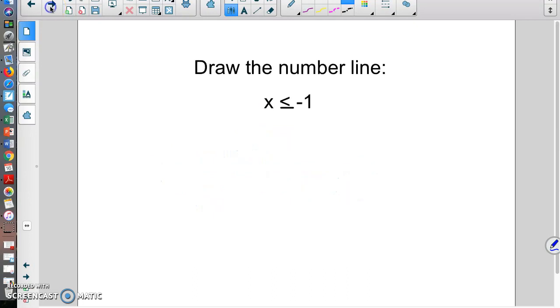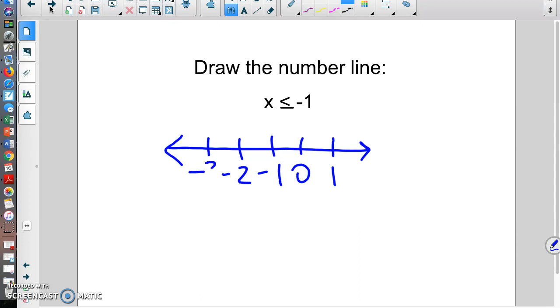Okay? Make sure you pause and do the next one. So what you should have written down, so let's say you have 1, 0, -1, -2, -3. Can be a closed circle because of that line underneath. So that is less than or equal to. So it can equal it or anything less. That's what your number line should look like.